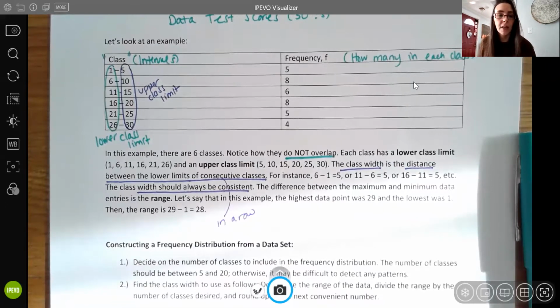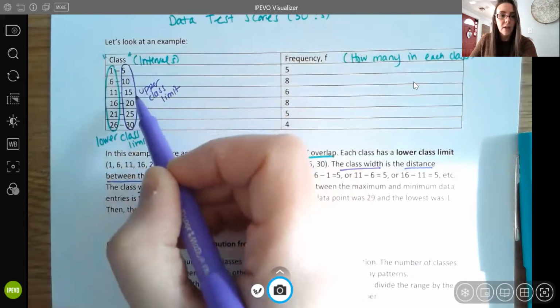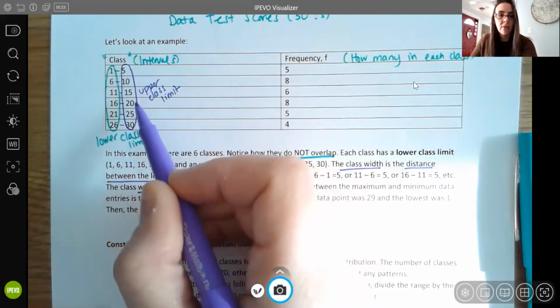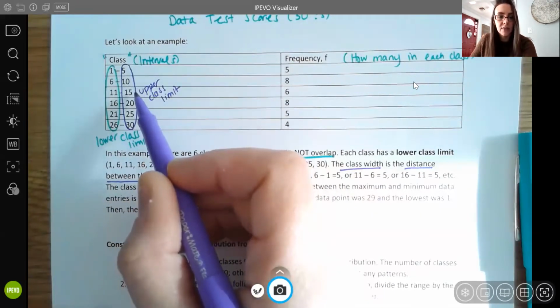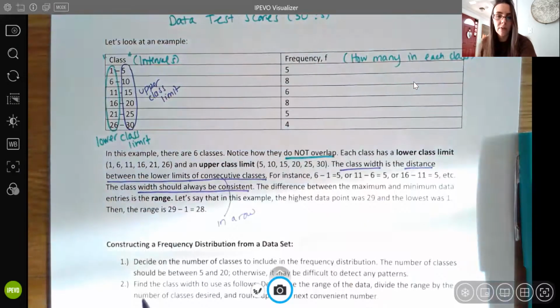Now you can also find the class width using the upper class limits as well. So if you subtract these, notice 10 minus 5 is 5, 15 minus 10 is 5, 20 minus 15 is 5, and same thing, 25 minus 20 and 30 minus 25 all give us 5. So you can subtract the lower limits or you can subtract the upper limits.